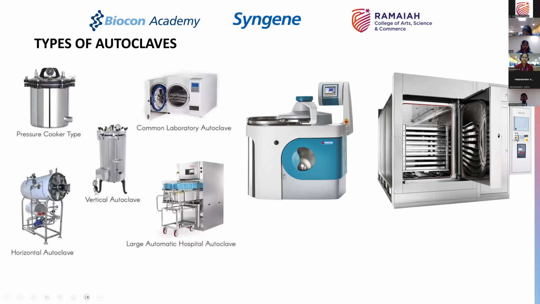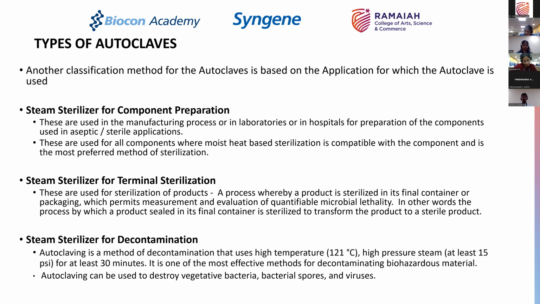In the laboratories, for example, we use a vertical autoclave for decontamination. In BSL1, BSL2 labs, or even in BSL3 labs, we use vertical autoclaves to do a decontamination cycle, or we could use a horizontal autoclave. So we are seeing that decontamination becomes an important application, and therefore that's the third application for which you will use autoclave. So autoclave can be classified saying I'm using the autoclave for component preparation, or I'm using it for terminal sterilization, or I'm using it for decontamination. So this is another way of classifying it.